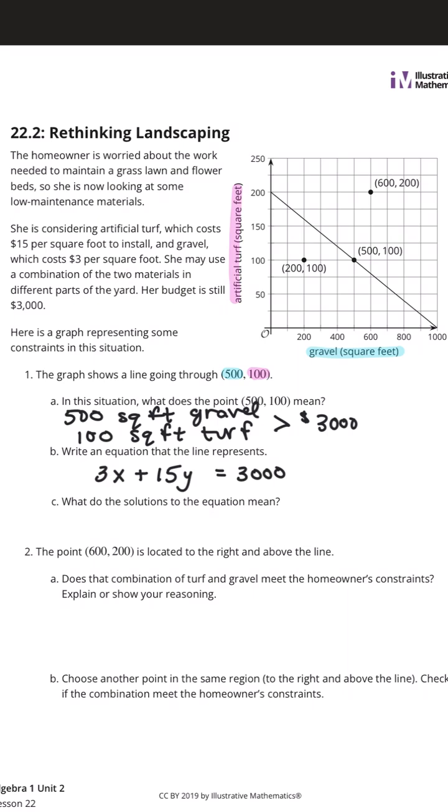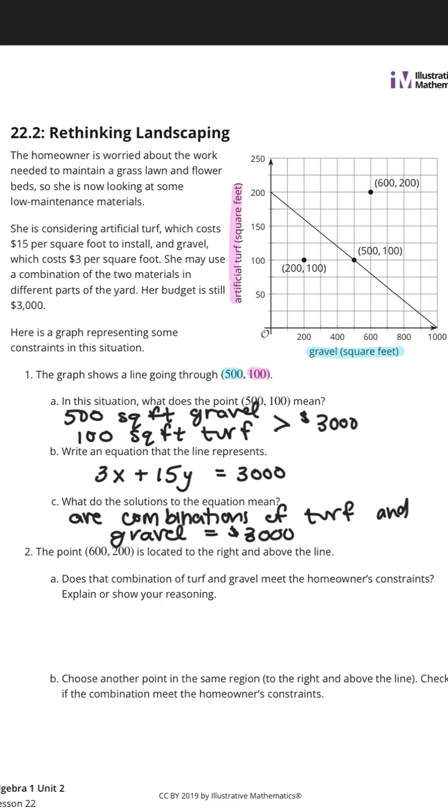Any solutions to that equation are combinations of grass and sod. Nope, lies. Combinations of turf and gravel that would equal $3,000. So now we're going to look at some points that are not on the line. We know points on the line come out to $3,000.